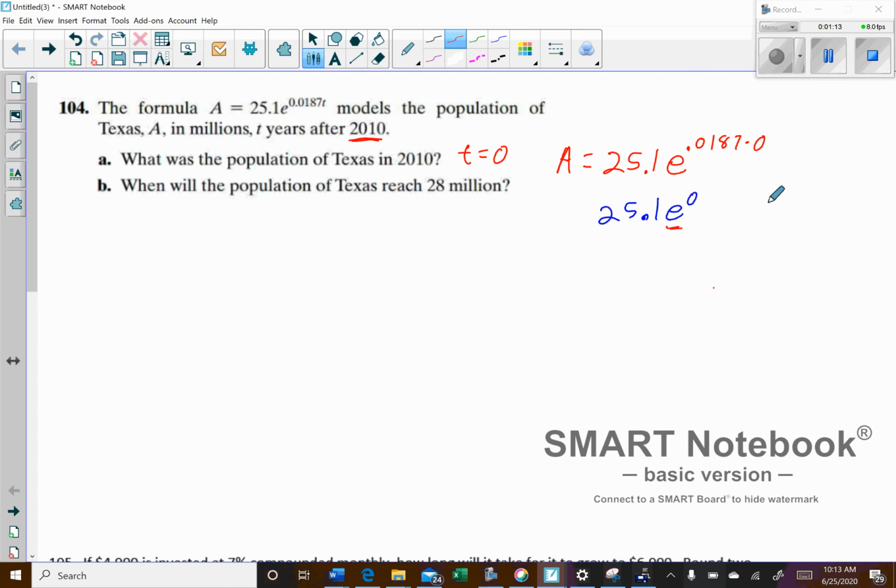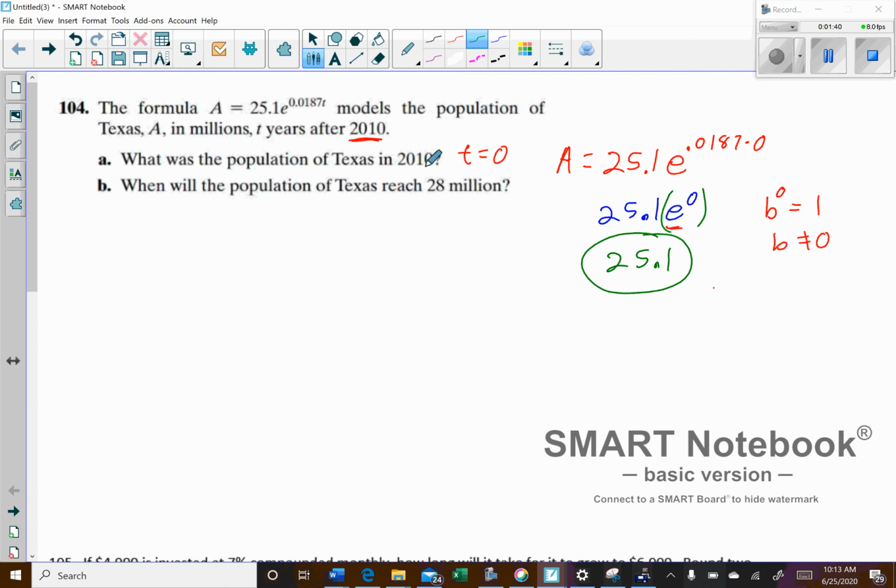1. So let me write that rule down real quick. If you have a base raised to the power of 0, it's going to equal 1 as long as the base itself is not 0. And I'm never going to give you a scenario where the base is 0, so you're not going to have to worry about that. So this will turn into a 1. So we had 25.1 million people in Texas in 2010.